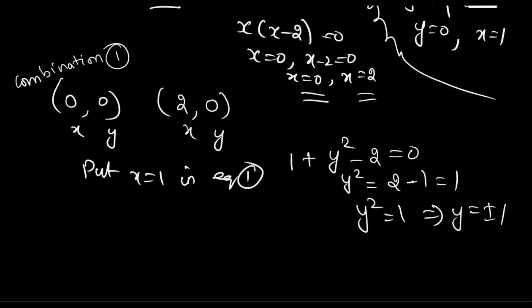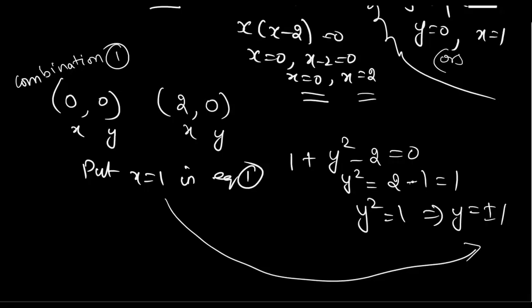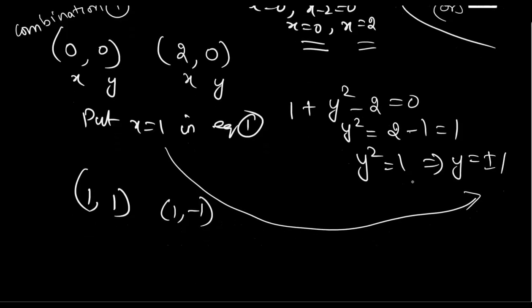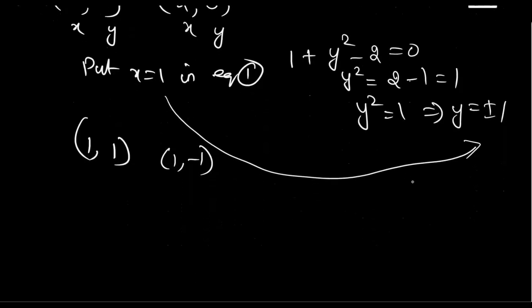Same way, either y is equal to 0 can happen or x is equal to 1 can happen. So when x is equal to 1, what are the points we are getting? Y is equal to plus or minus 1. So 1 comma plus 1 is one combination and 1 comma minus 1 is another combination. So these are the stationary points. Always solve one equation, and substitute the combinations you are getting into the other.